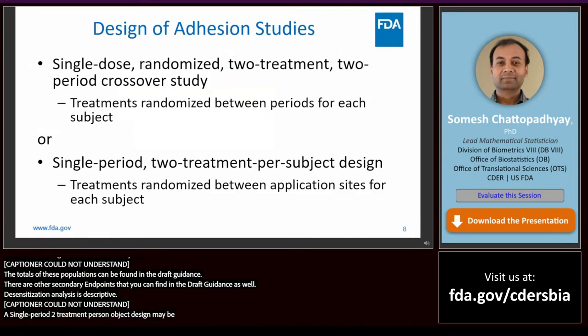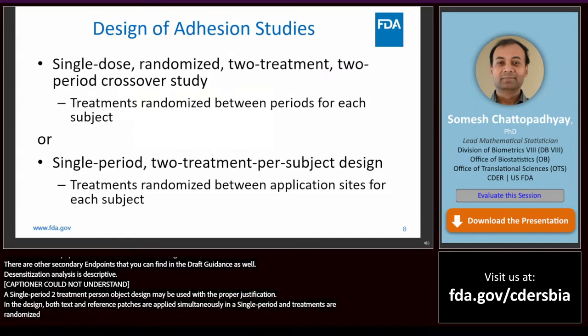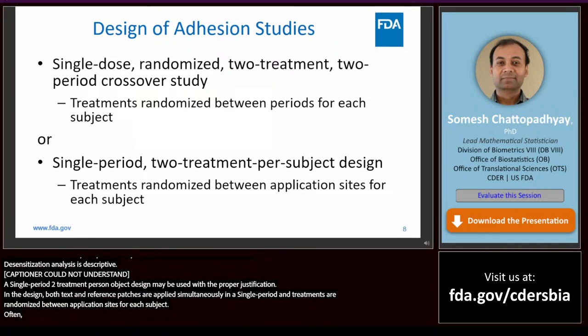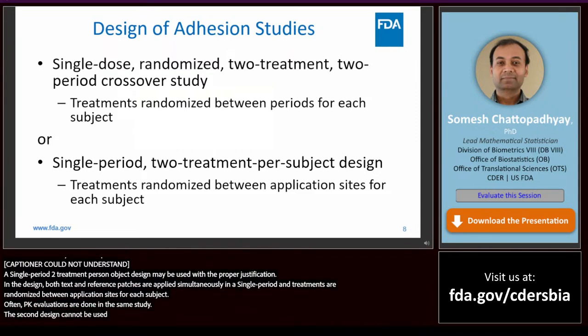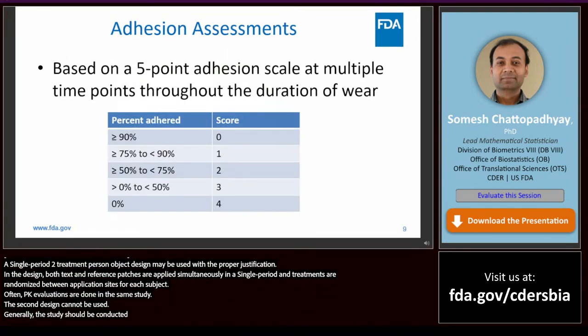In that design, both test and reference patches are applied simultaneously in a single period, and the treatments are randomized between the application sites for each subject. Often, pharmacokinetic and adhesion evaluations are done in the same study. The second design cannot be used in those studies. Generally, the study should be conducted in healthy subjects. Multiple adhesion assessments are made throughout the duration of wear.